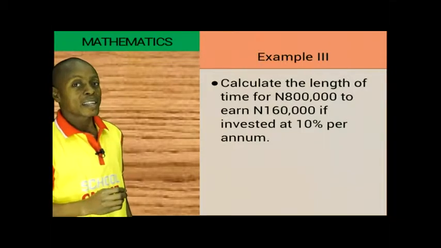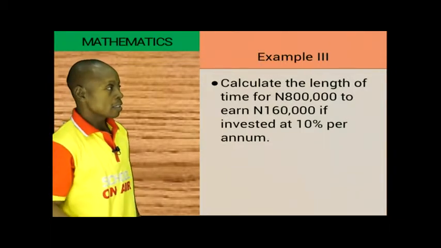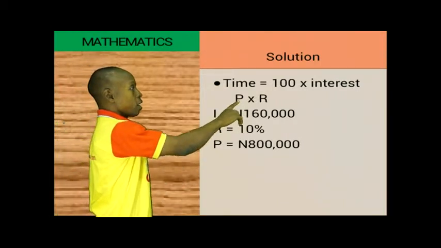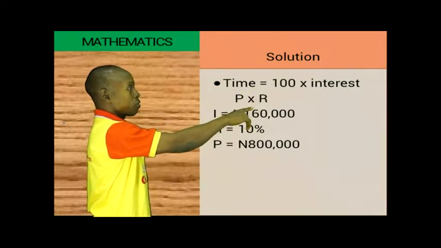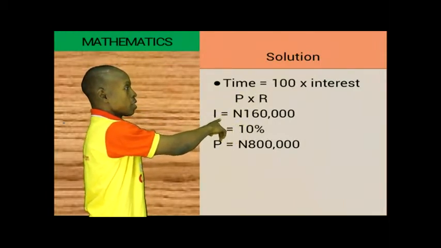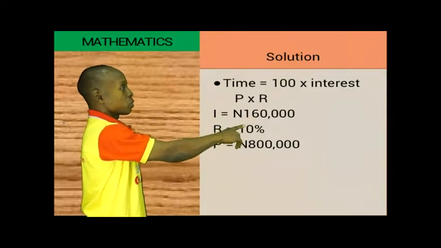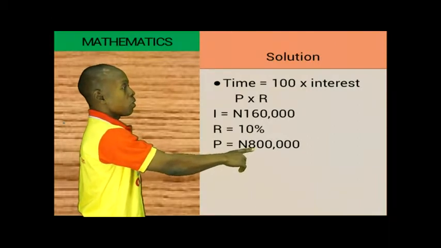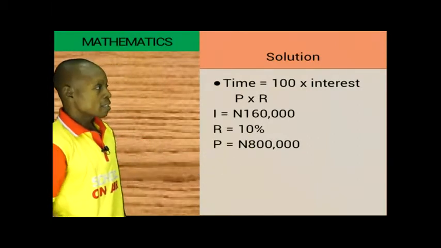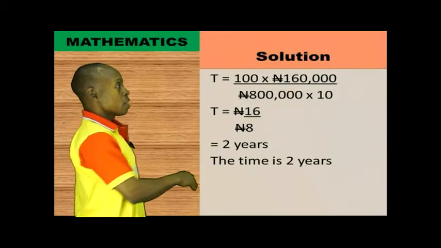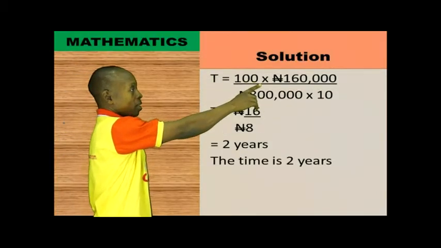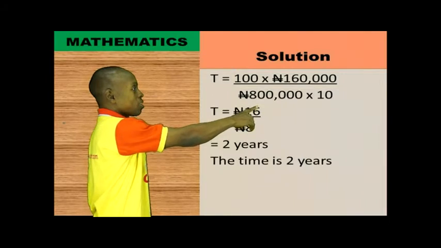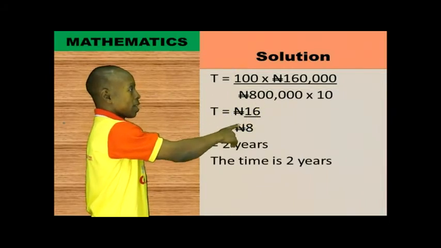So what length of time will that take us to get that? Let's write out the formula. Time is equal to 100 times interest all over principal times rate. So interest is equal to 160,000, the rate is 10%, and the principal is 800,000 naira. So time is equal to 100 multiplied by the interest, which is 160,000 naira, all over 800,000 naira multiplied by 10.